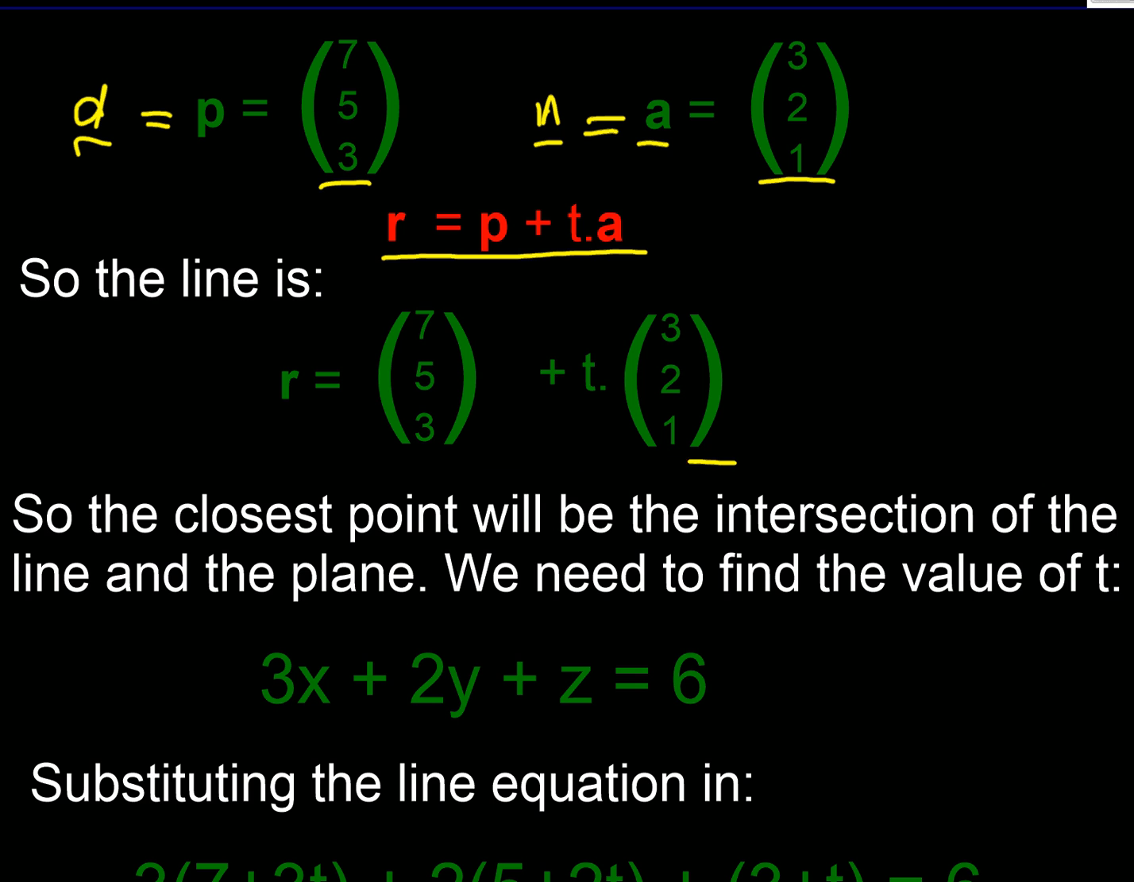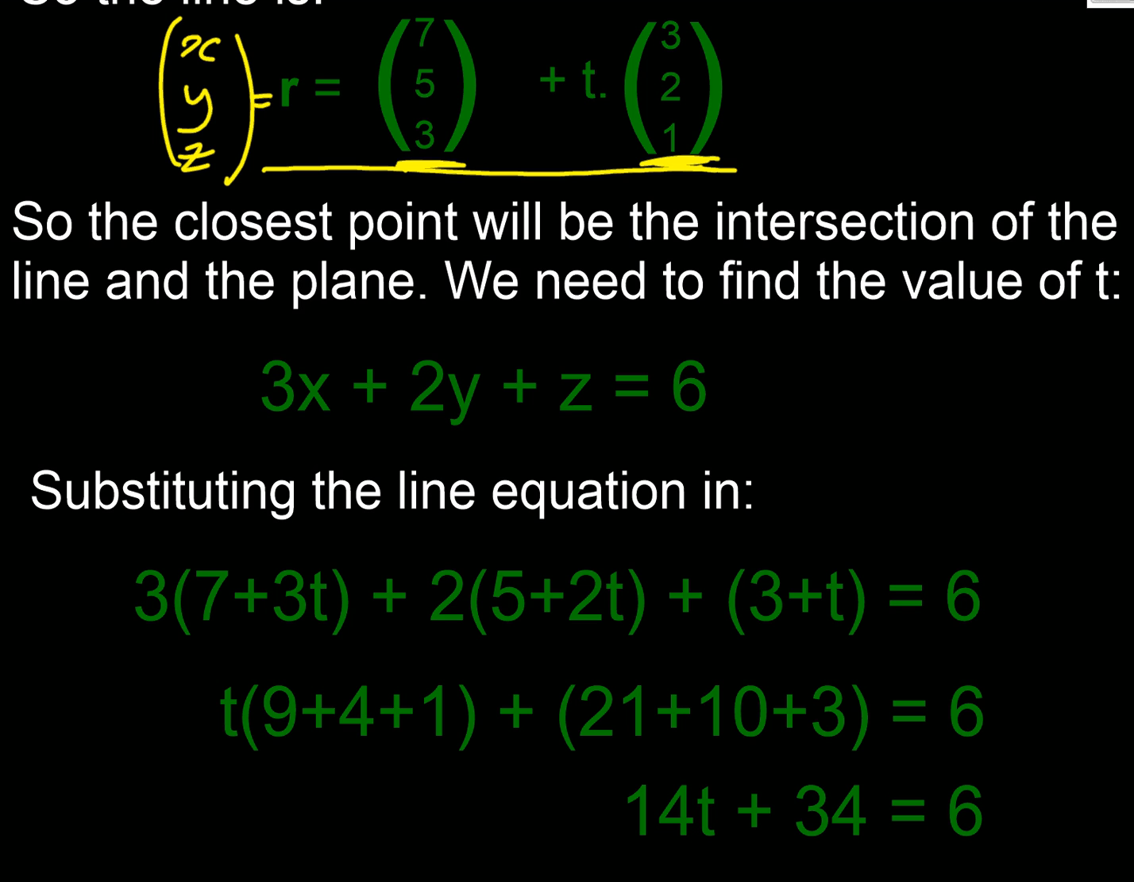So there's our line equation: r equals our start point, 7, 5, 3, and our normal, using that as the line vector. And we're going to substitute these values, our x, y, and z equations, into our plane equation. So let's have a look at our plane equation.